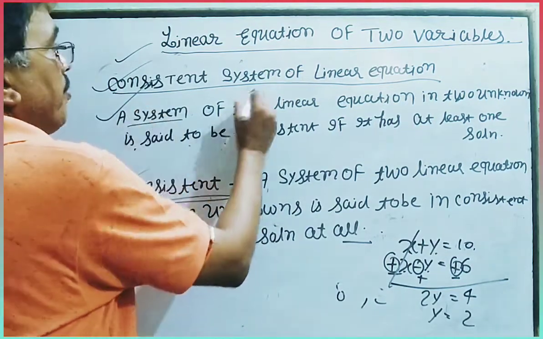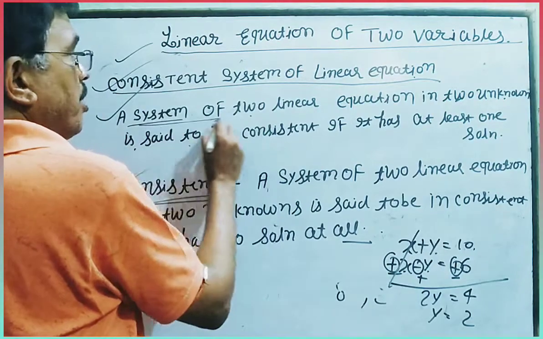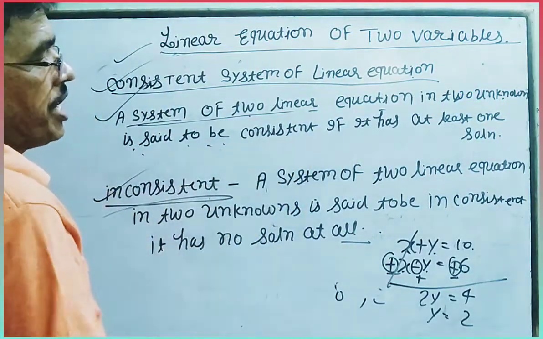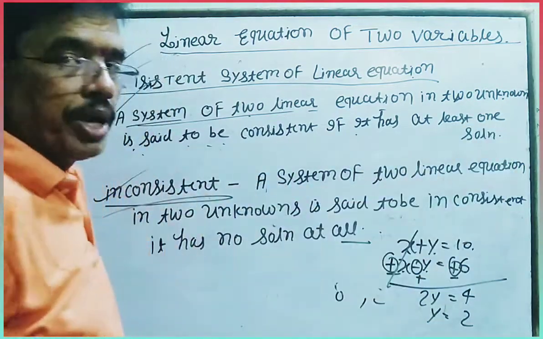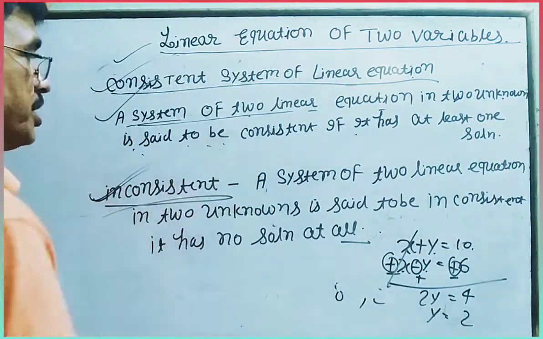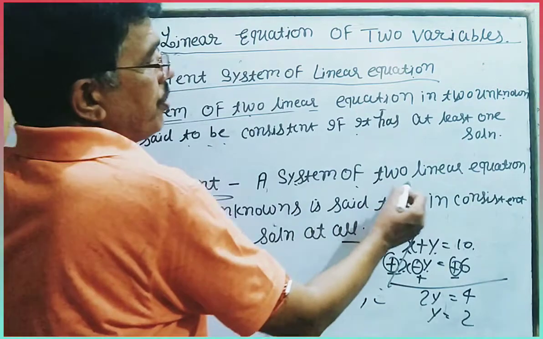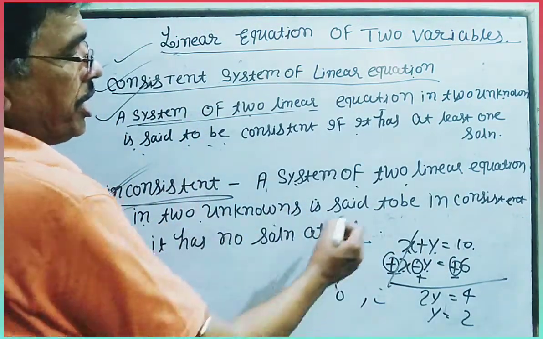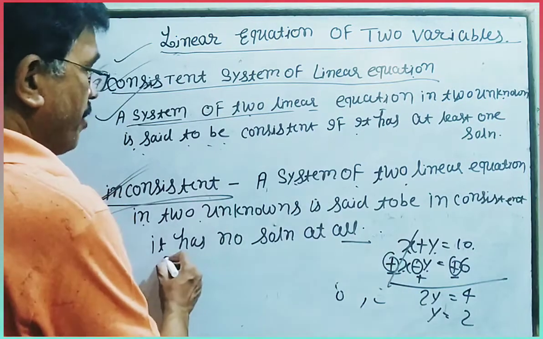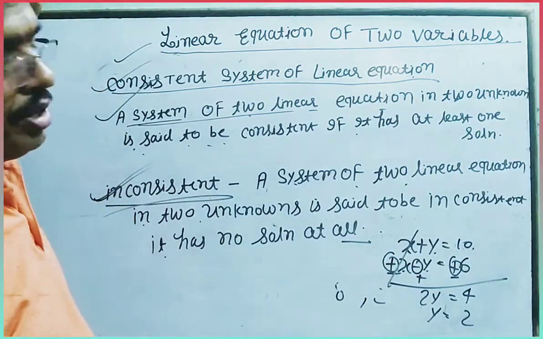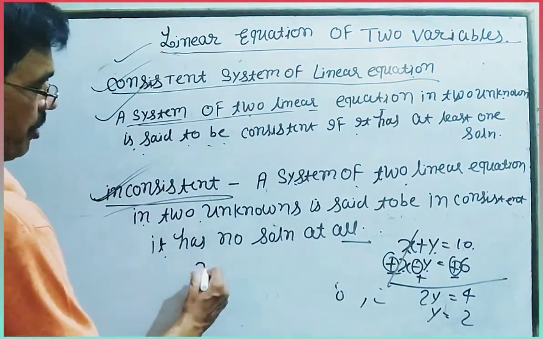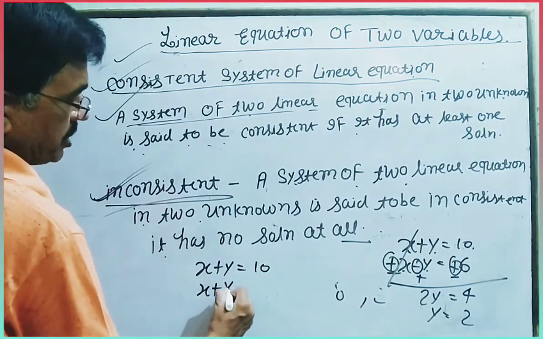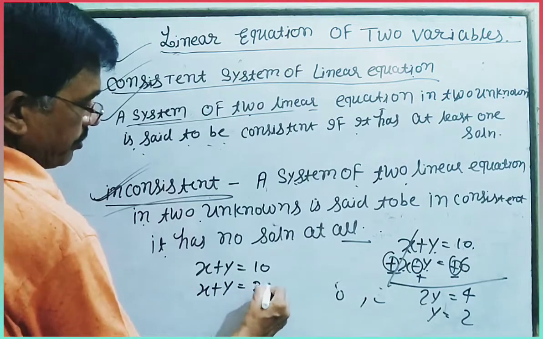A system of two linear equations in two unknowns is said to be consistent if it has at least one solution. Otherwise, what is inconsistent? A system of two linear equations in two unknowns is said to be inconsistent if it has no solution at all. How is it possible? It is possible. You write x plus y is equal to 10 and x plus y is equal to 30.